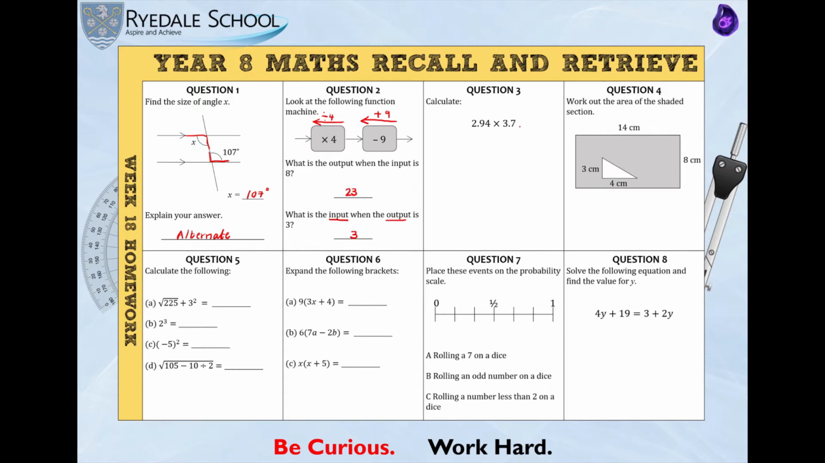For question 3, we have got a multiplication with decimals. The approach you should take is to ignore the decimals, perform a long multiplication using whichever method you prefer, and then pop your decimal point back in your answer. I much prefer the traditional method. On this top line, I'm going to do 294 times 7. So 4 times 7 is 28. 9 times 7 is 63. Add the 2 is 65. And 2 times 7 is 14. Add the 6 is 20.